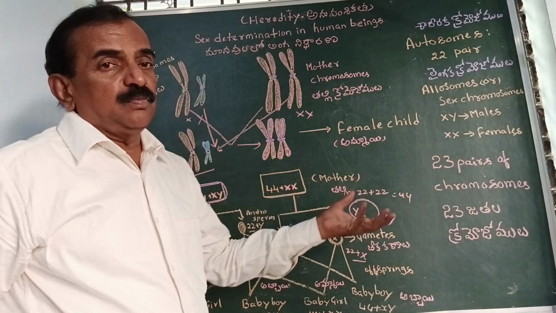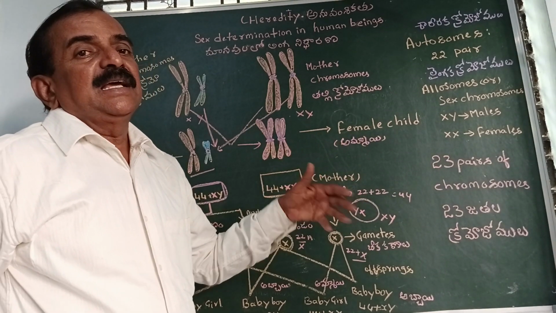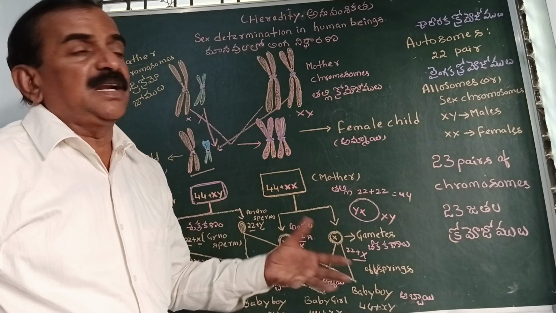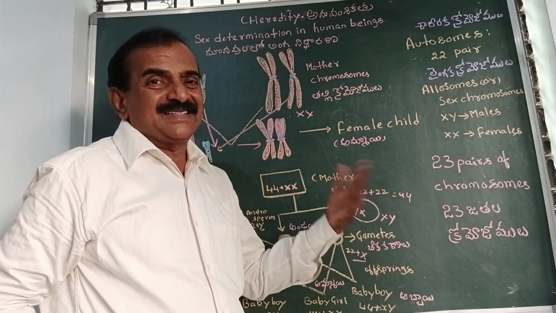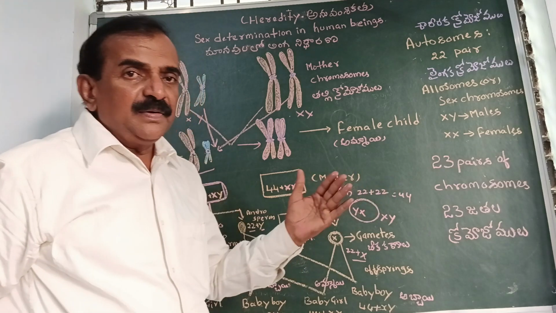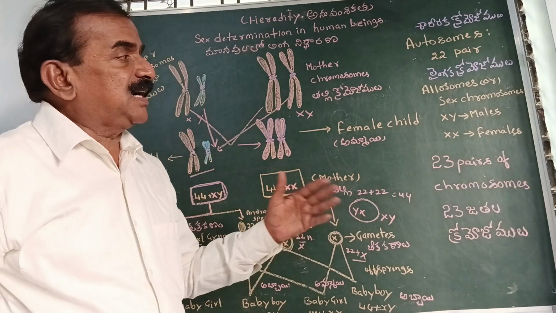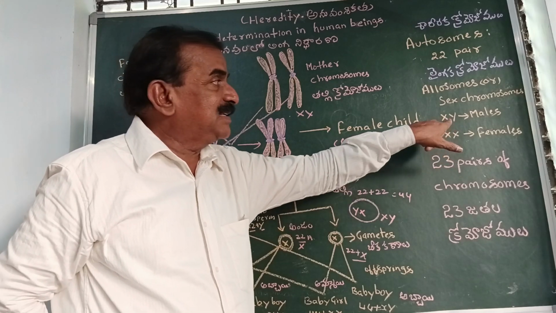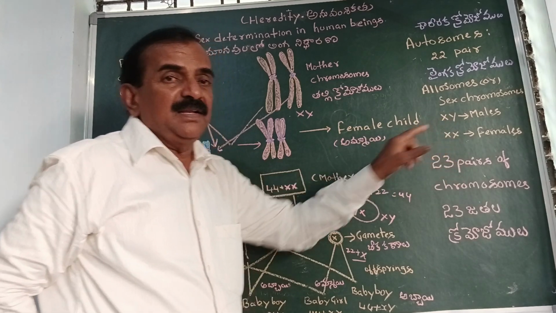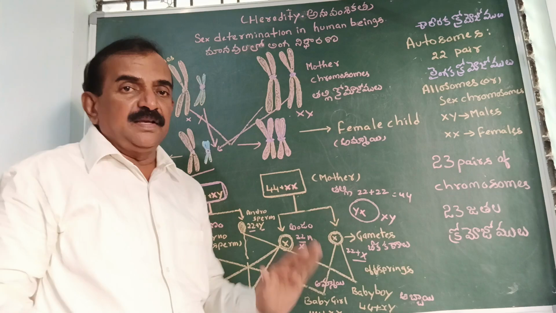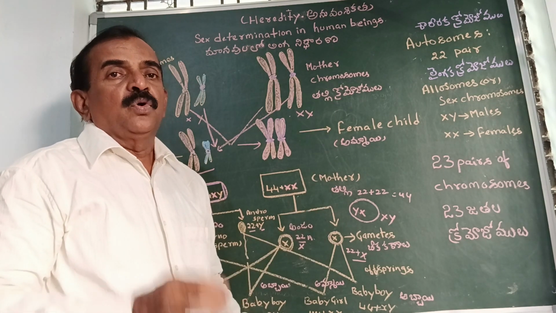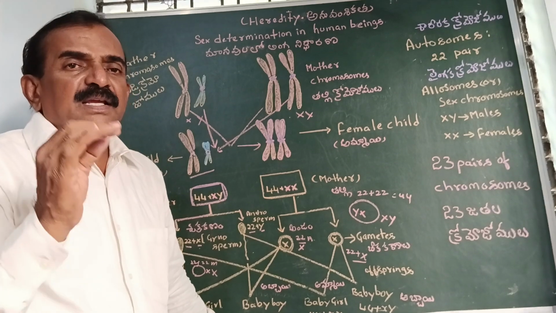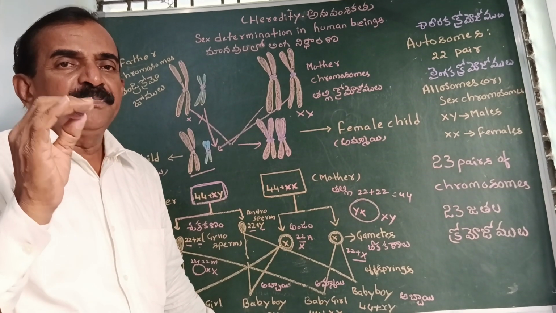The chromosomes whose number, structure and morphology do not differ between male and female species are called autosomes. The chromosomes whose structure and morphology differ in male and female species are called allosomes or sex chromosomes. Sex chromosomes are XY in males and XX in females. Finally we conclude this topic. Who determines the sex of a baby? A father determines the sex of a baby.